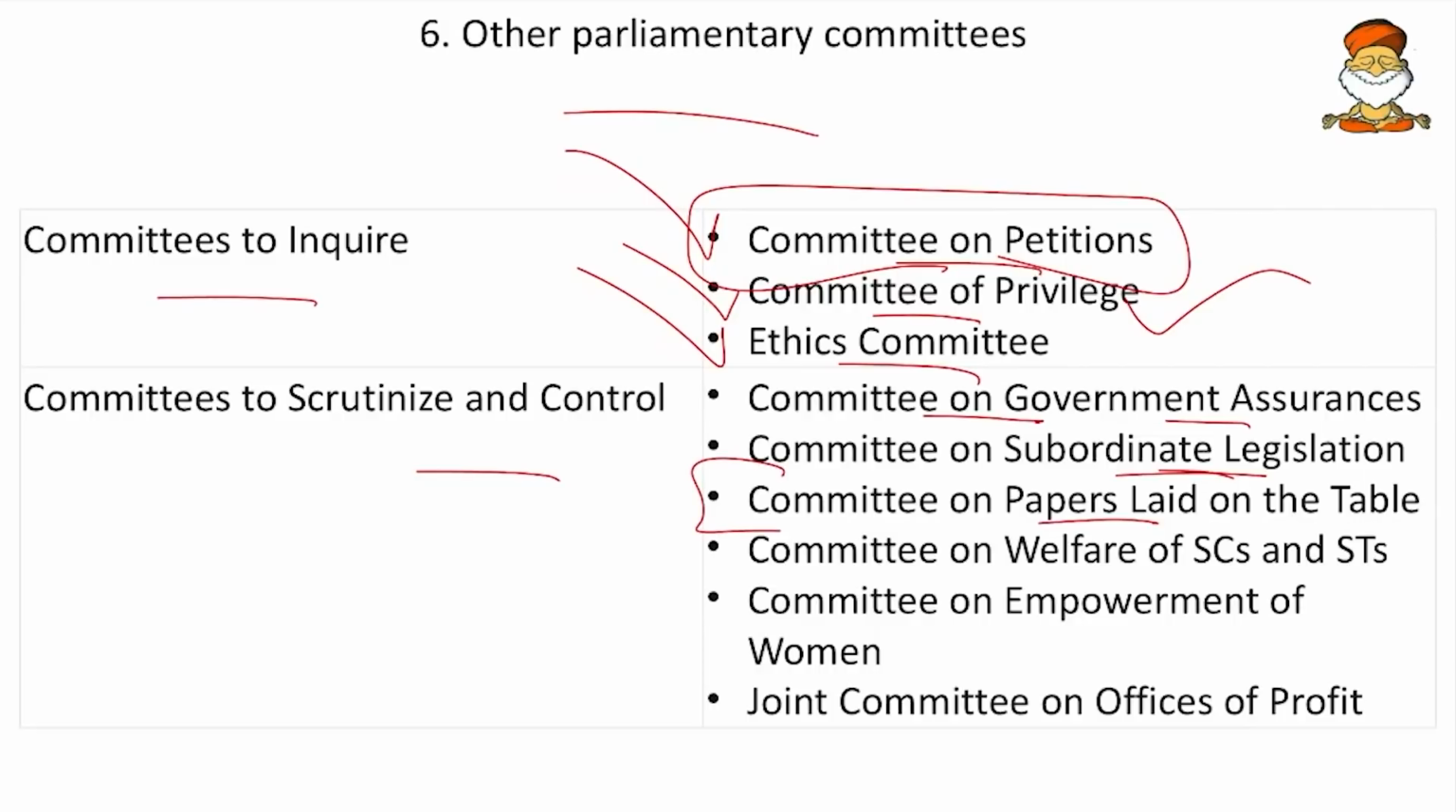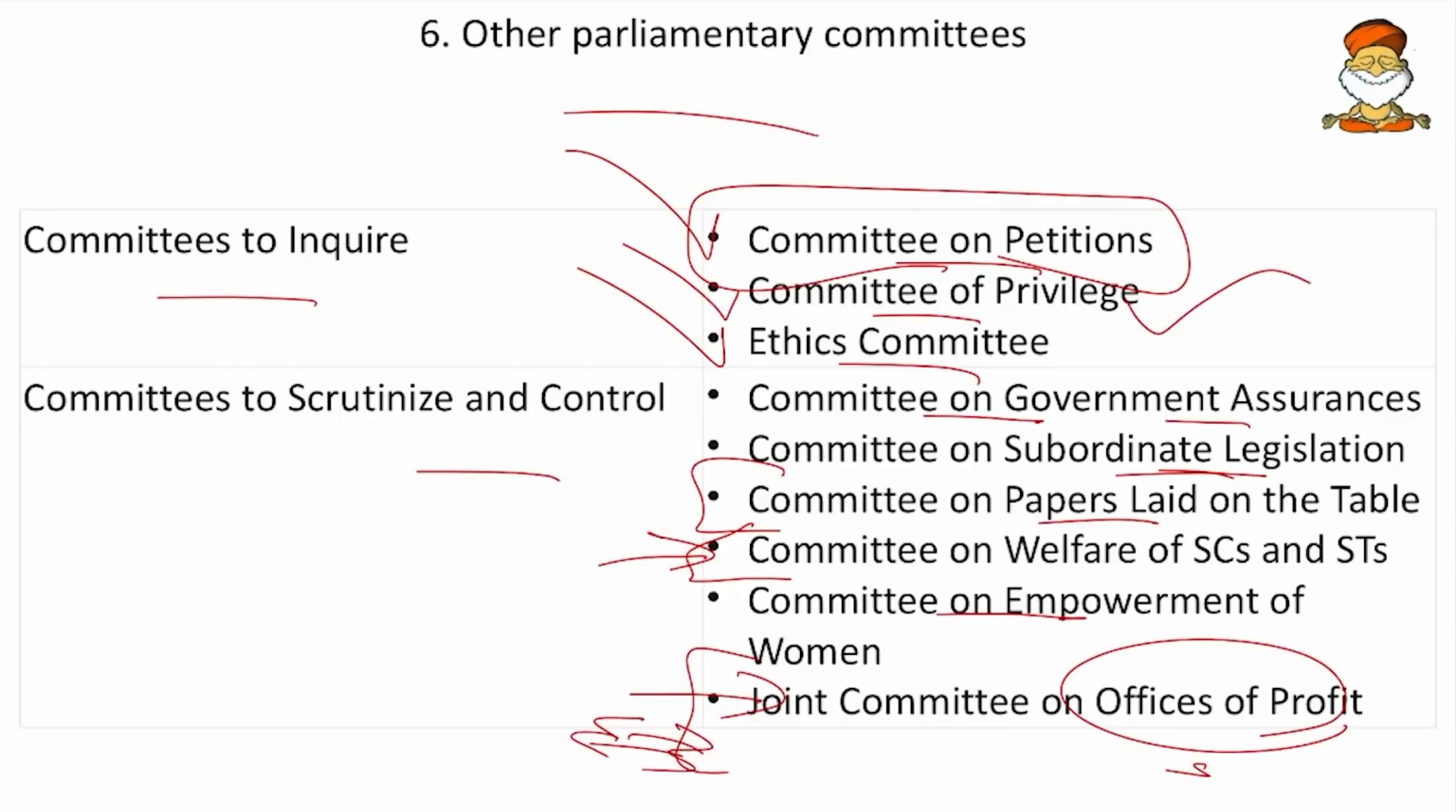And then the Committee on Welfare of SCs and STs. Obviously, they look into the welfare of Scheduled Castes and Scheduled Tribes. And then the Committee on Empowerment of Women, and then the Joint Committee on Offices of Profit. It will check whether any position amounts to an office of profit, or whether a person who is in an office of profit can get elected to any committee or any other posts for that matter. So this basically decides the legality of an office of profit, whether it is actually an office of profit or not.